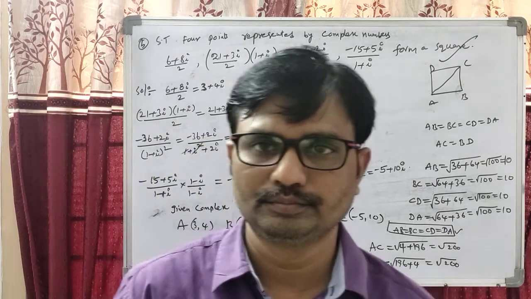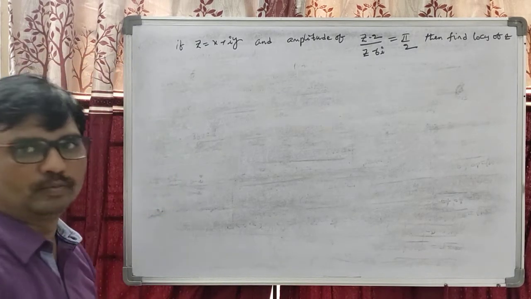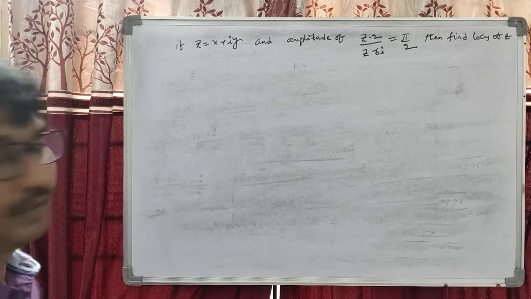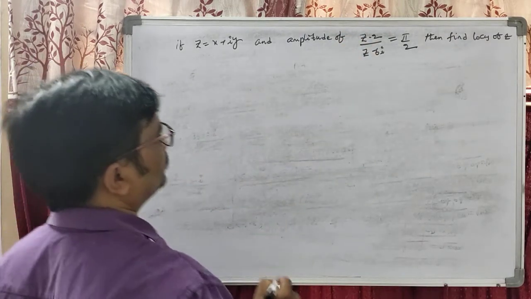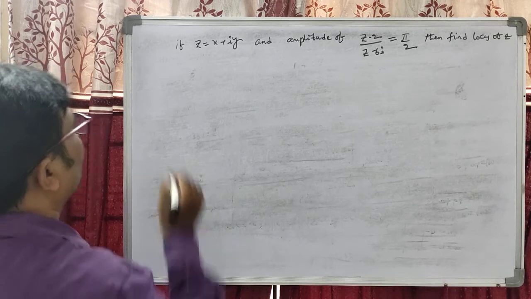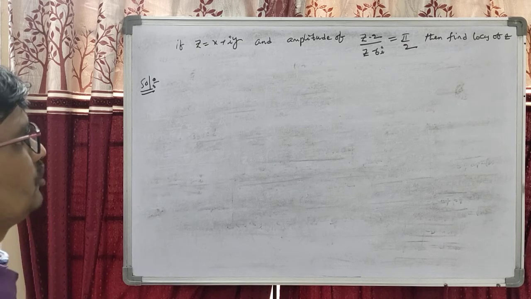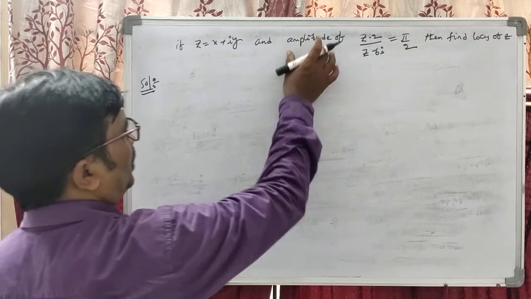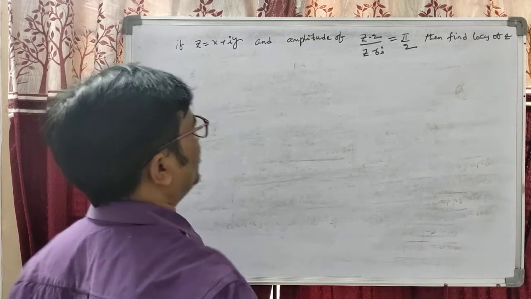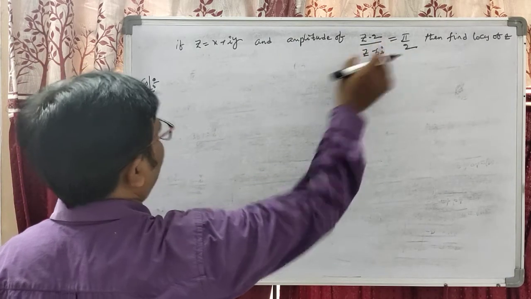Okay students. So z equal to x plus iy is given, and the amplitude of (z minus 2) by (z minus 6i) is 90. Then find the locus of z. So students, how can you write this? The amplitude of (z minus 2) by (z minus 6i) is 90. First of all, amplitude means argument. (z minus 2) by (z minus 6i) is given. First you have to simplify this.